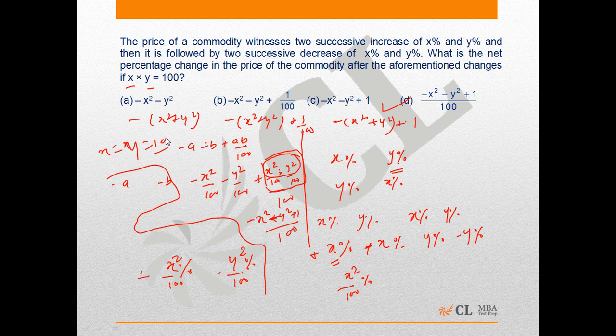In case of option D, if x square plus y square has to be maximum, it will be around 100, it will be equal to 100, but again the change would not be near to 100% or 99%. Therefore option D has to be the correct answer.